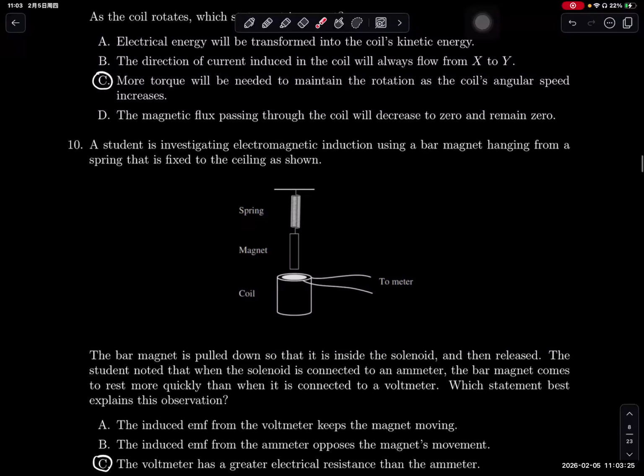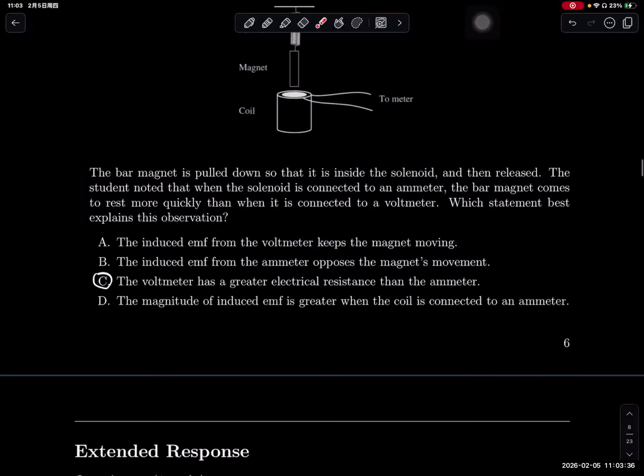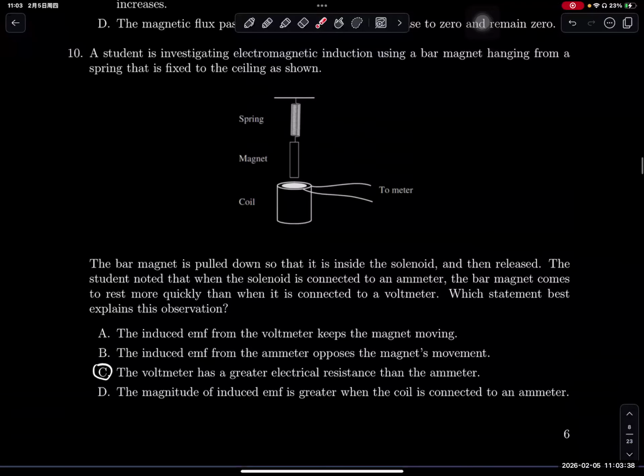Question 10, we have a magnet connected to a spring. A student is investigating electromagnetic induction using a bar magnet hanging from a spring that is fixed to the ceiling as shown. The bar magnet is pulled down so that it is inside the solenoid and then released. So it's going to go upward by the spring force. Okay, so the student noted that when the solenoid is connected to an ammeter, the bar magnet comes to a rest more quickly than when it's connected to a voltmeter.